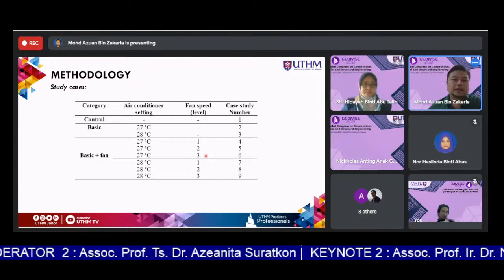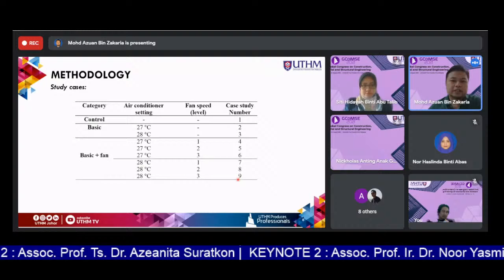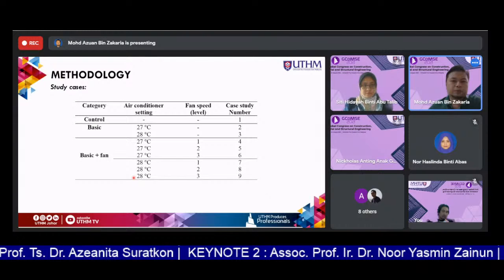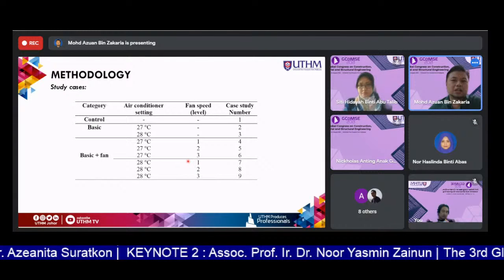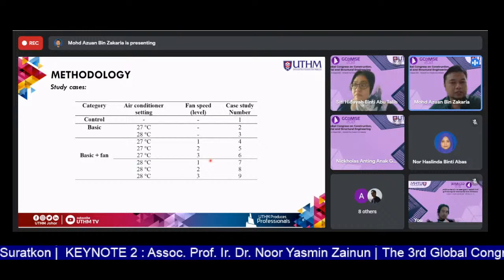And then for case 7 to case 9, we measured when we set 28 degrees Celsius with fan speed 1 until fan speed 3.